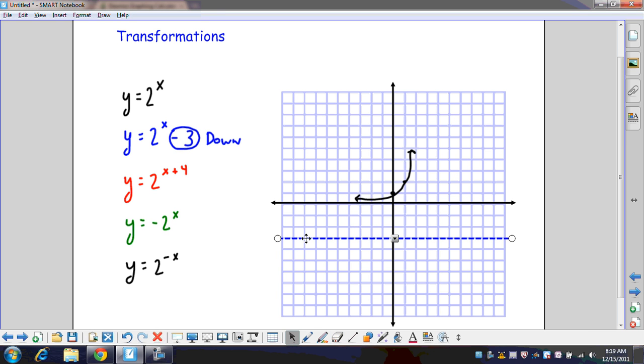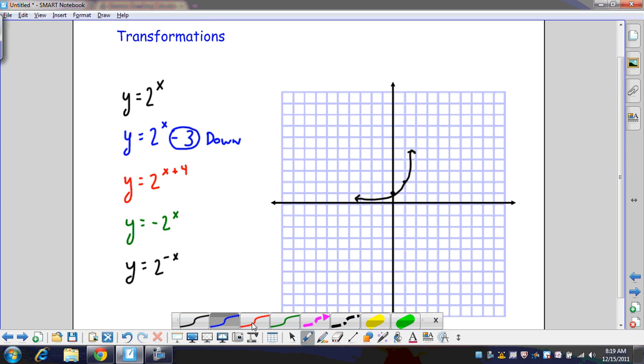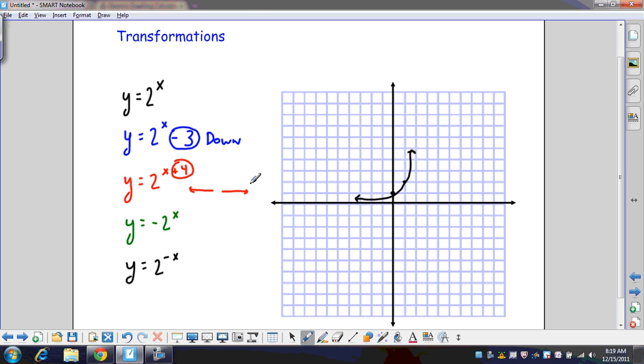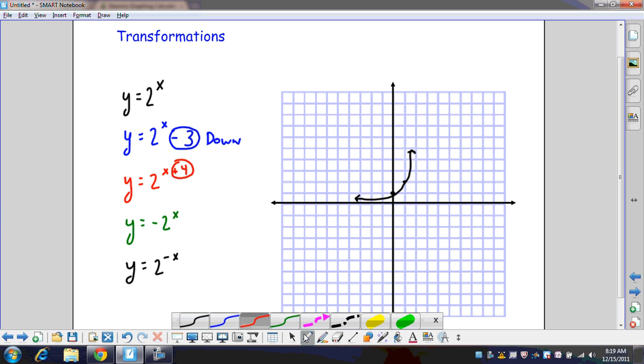So that's it. Done. So that blue graph is y equals 2 to the x minus 3. Okay, now let's go to the red graph here that says 2 to the x plus 4, but notice how the x plus 4 is in the exponent. So that's going to be a different kind of shift.